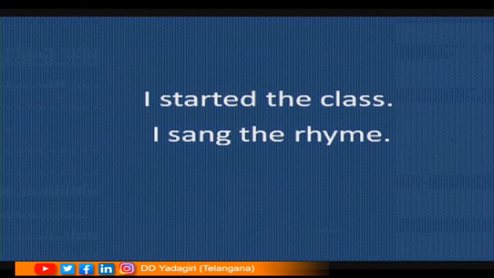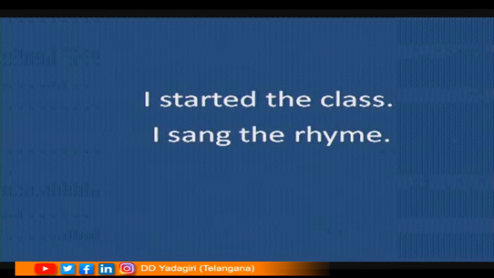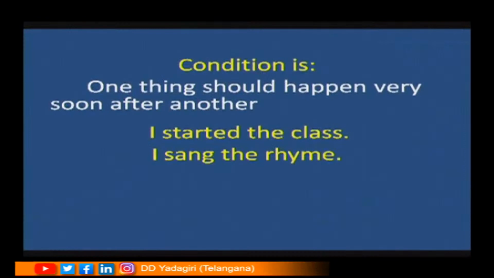Now, let us look at the following sentences, children. I started the class. I sang the rhyme. We can combine these two sentences with and. But do you know, children, that there are other ways to combine these two sentences? Oh, do not worry even if you do not know, because I am there to tell you. There is one condition, and that is one thing should happen very soon after another.